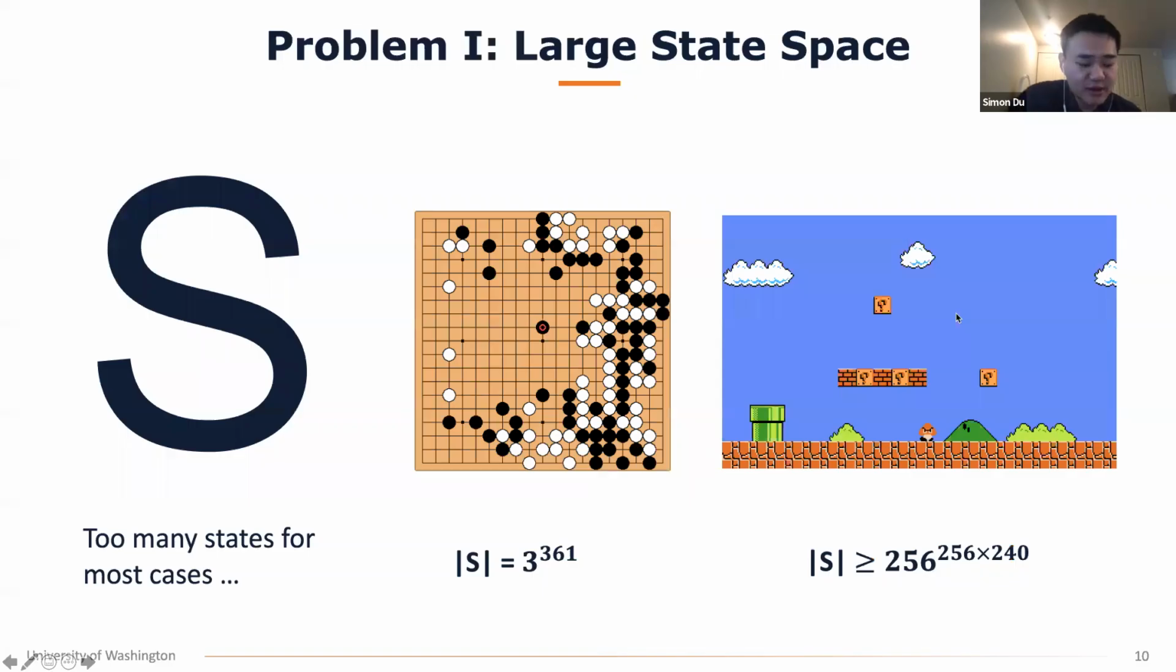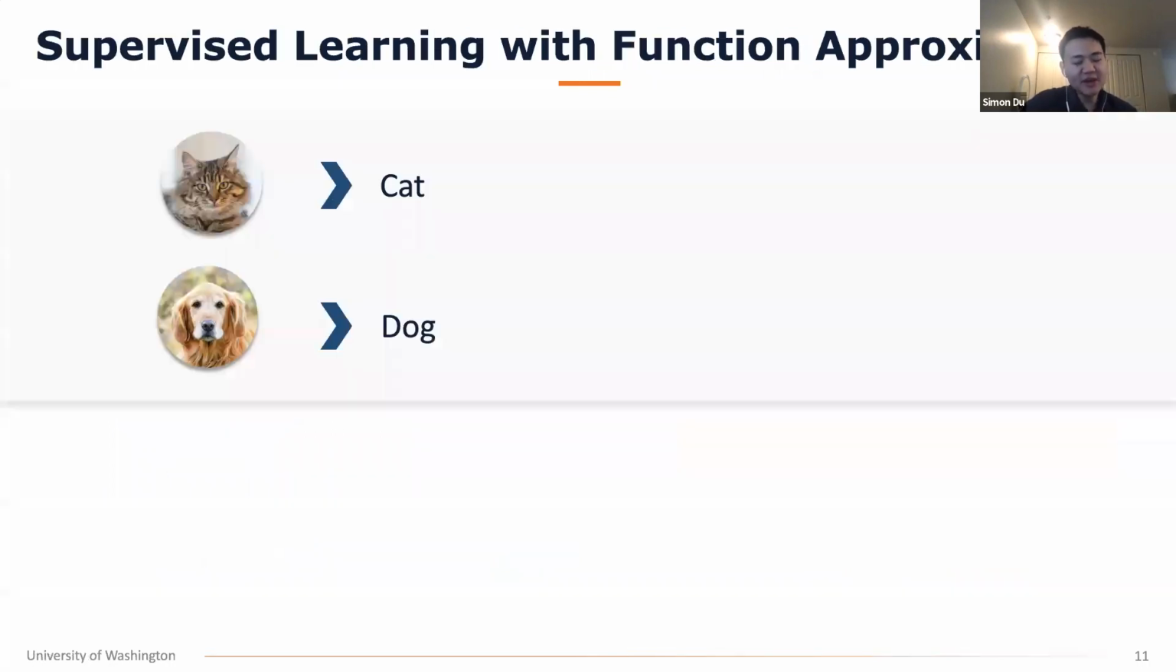Right. So we're working in the setting where the number of states is very, very large. When the number of states is very large, this is not a very new problem in machine learning. Let me remind you what we do in this scenario in the supervised learning setting. Let's say you want to build an image classifier for classifying images. You can think of each image as a state.